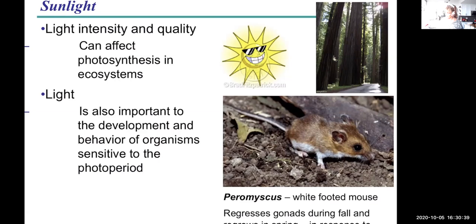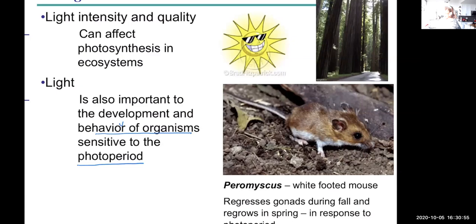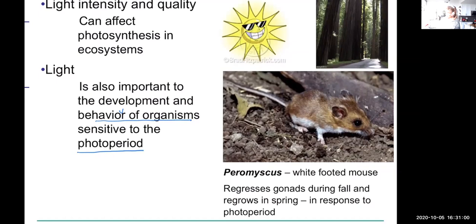But it can also affect animals. So animals are sensitive to photoperiods or times of day. So for example, the white-footed mouse regresses the gonads in the fall and regrows in the spring, which is mating time. And it's mating time because the animals will be able to have offspring, and the offspring will live through the summer and have loads of food before you get into the fall and spring. So they have a much better chance of survival during that time.